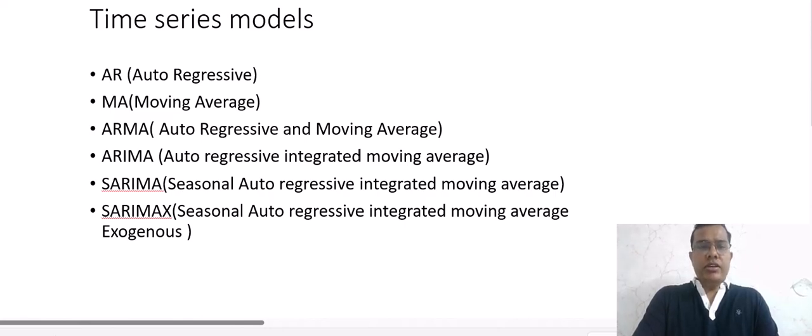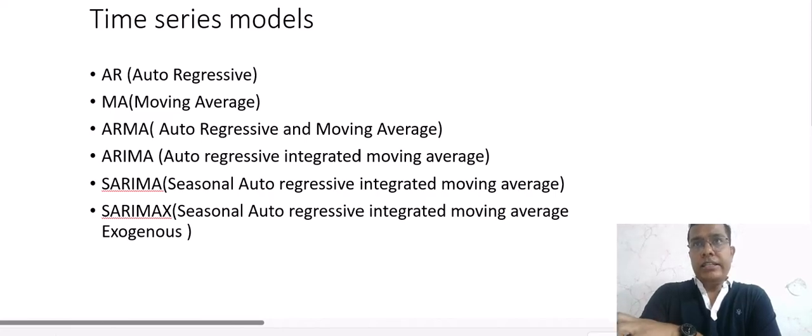MA is moving average. Third is ARMA, auto-regressive moving average. And then we have ARIMA, the auto-regressive integrated moving average, and SARIMA, the seasonal auto-regressive integrated moving average. And then we have SARIMAX, and the X over here stands for exogenous. Exogenous as in external factors.